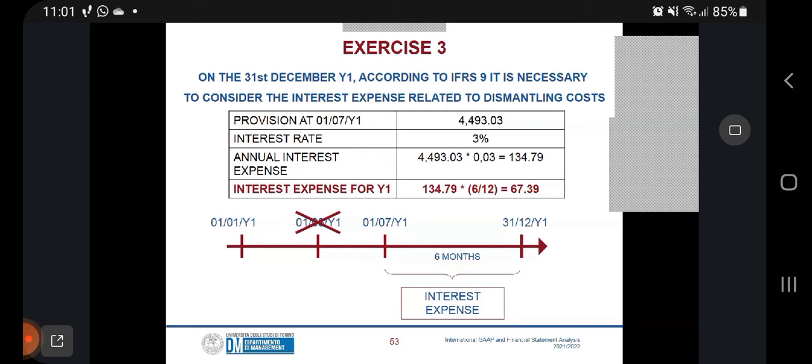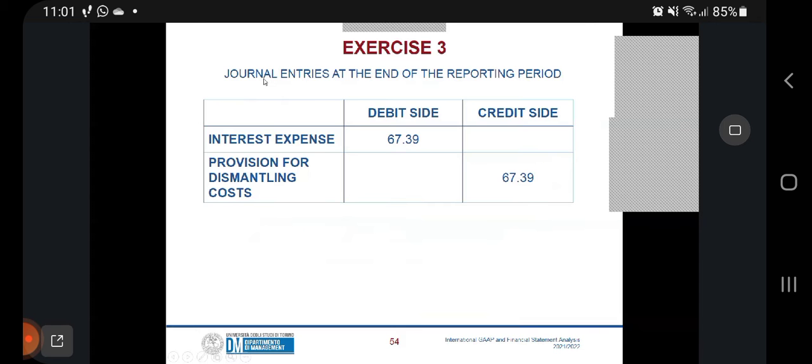Is it clear? Now let's go on, probably after that it will be easier. Journal entries at the end of the reporting period.